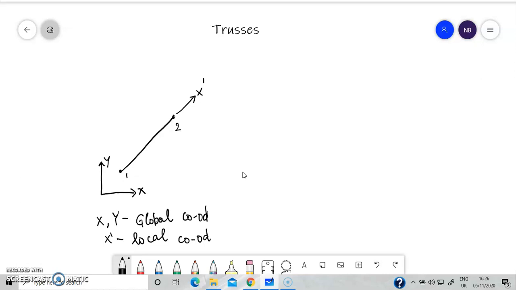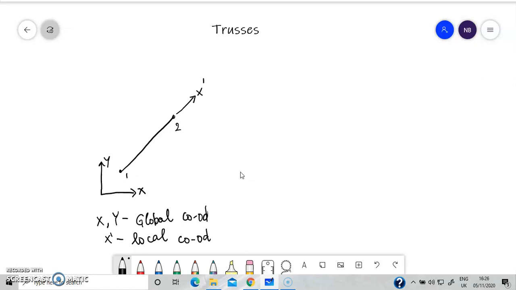In the local numbering scheme, the two nodes of the elements are numbered as 1 and 2. The local coordinate system consists of the x dash axis, which runs along the element from node 1 towards node 2. All the quantities in the local coordinate system will be denoted by a prime, that is this dash. The global xy coordinate system is fixed and it does not depend on the orientation of the element.